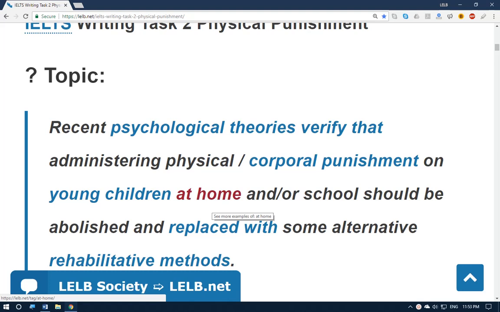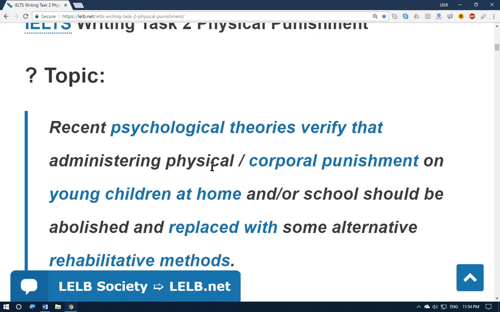In this session I'm going to make an assessment on one of the IELTS Writing Task 2 essays written by LELB Society's students. So you can take notes while listening and watching this tutorial, and also in this lesson you can practice pronunciation and improve your pronunciation, vocabulary, and also some necessary skills in order to excel at the IELTS exam.